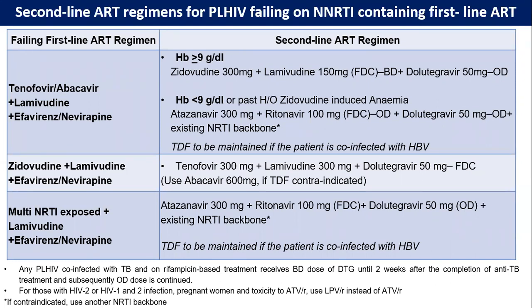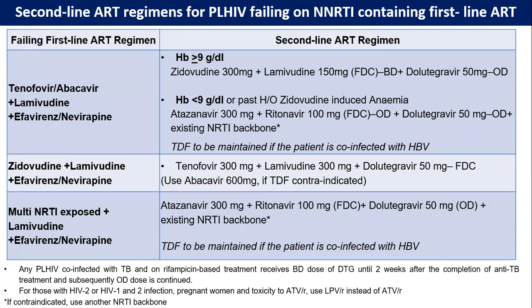Any PLHIV co-infected with TB or on a rifampicin-based ATT regimen should receive a BD dose of dolutegravir until 2 weeks after the completion of the anti-TB treatment and subsequently once a day to be continued. It is important to remember that 2 weeks because the effect of rifampicin will take around two weeks to wash out of the body. So we should continue dolutegravir twice daily for 2 weeks after the cessation of ATT, and thereafter we can convert it to a once a day dose.